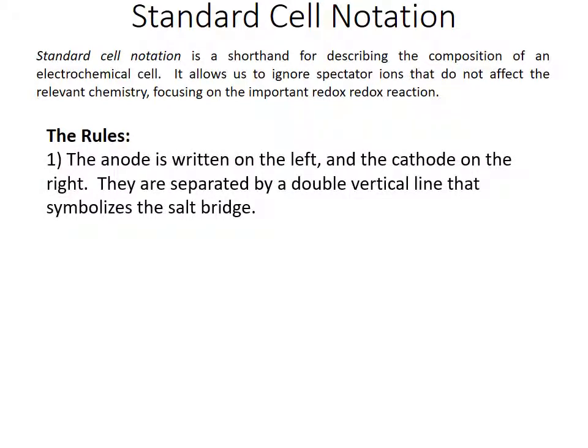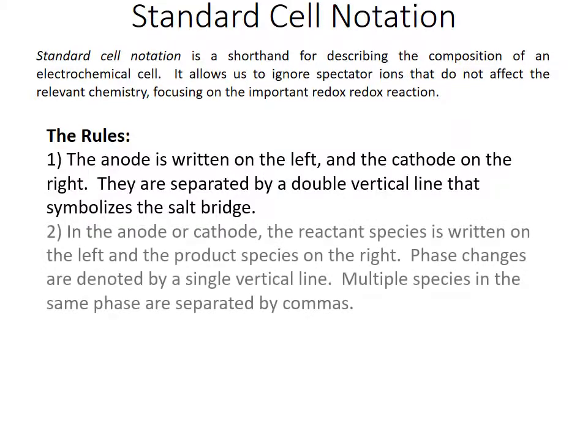The first rule is that the anode is written on the left and the cathode on the right. They are separated by a double vertical line that symbolizes the salt bridge. We only need the symbol because what's actually in the bridge isn't really important to us.